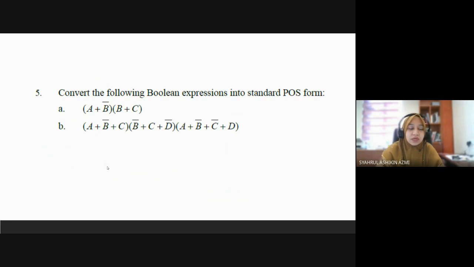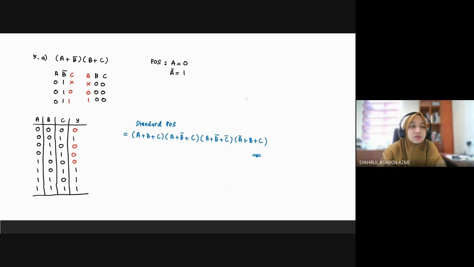Okay, and then for question number 5, we need to convert this expression into POS form, standard POS form, which means you don't need to do the simplification, right? So this 5A, A plus B bar bracket multiply or dot with B plus C. We know that we have 3 inputs A, B, and C. For the first input variable, we have A, B bar, so we're missing C. For the second input variable, we have B plus C, so we're missing A, right?